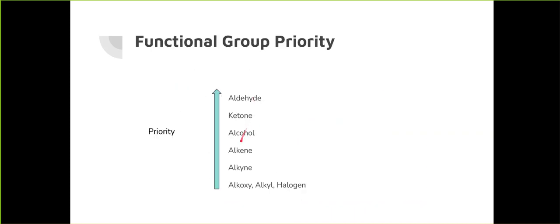In the case of an alcohol alkene, alcohol is going to trump an alkene. So in this case, we've got an OH group, and we also have a double bond, but this is going to be an alcohol. So that means we look at our longest chain again. We've got 1, 2, 3, 4, 5. So it's going to be a pentanol. But you got to address this double bond here, right?